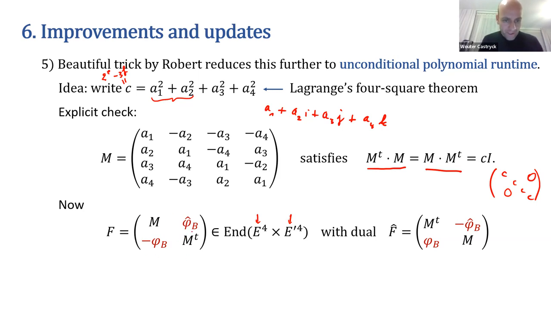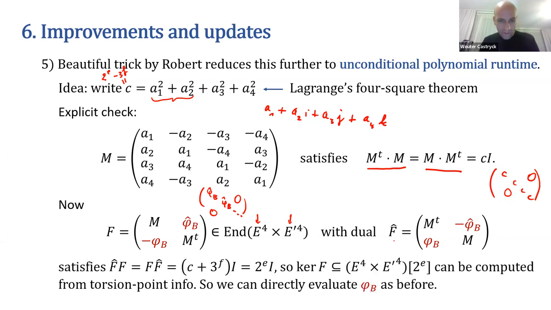And how should you read this? Well, this is an 8x8 matrix now. This upper left block is this M. This lower right block is the transpose of this M. And this is just a diagonal evaluation. And so on. And similarly here. You can write this down. You can check out that this is the dual.